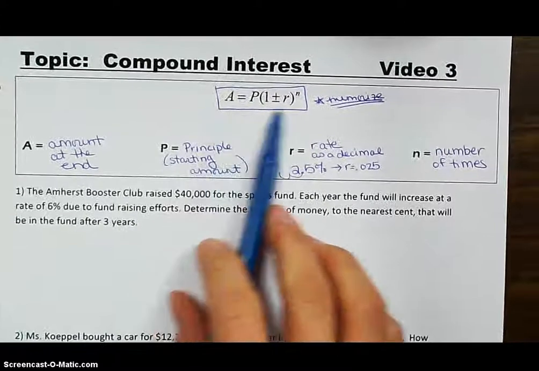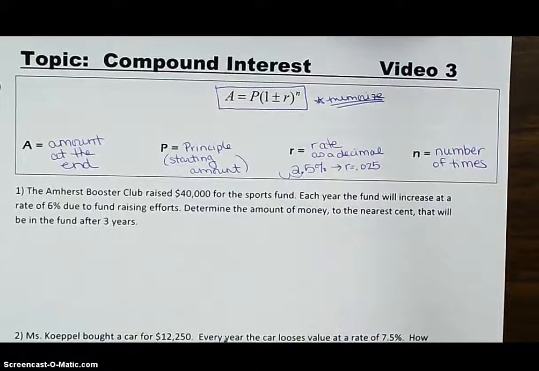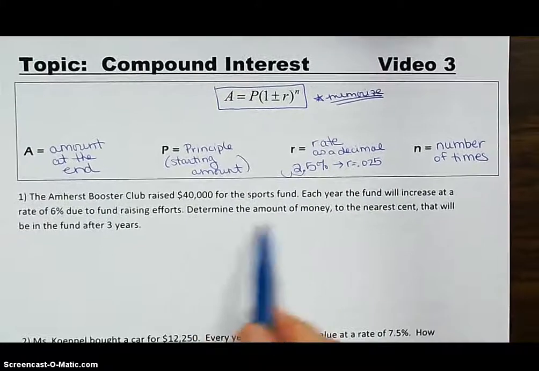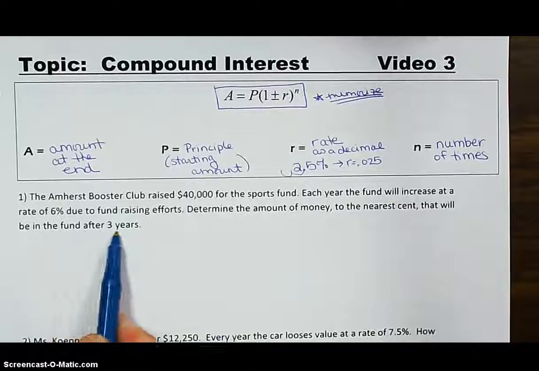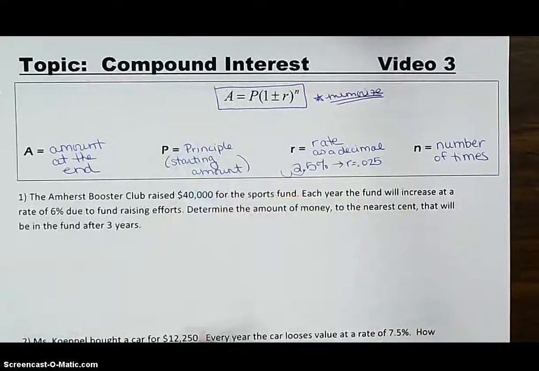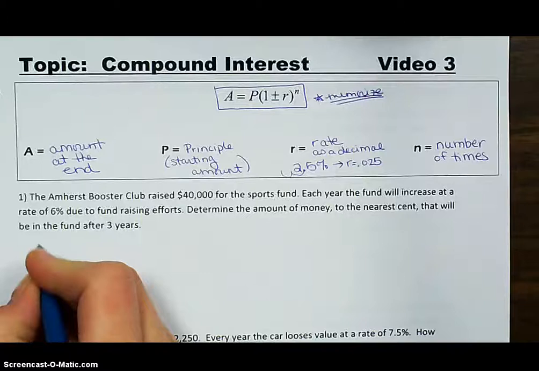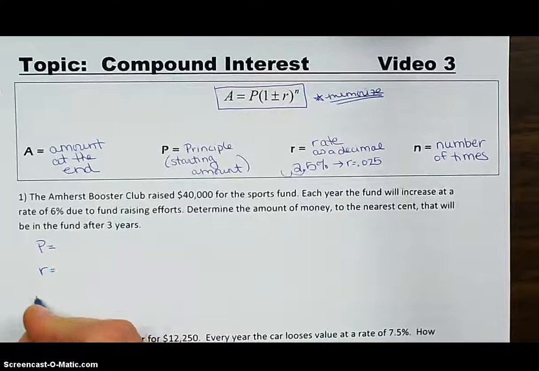We need to figure out what all of our values are. First ask yourself, what are we trying to solve? We're trying to find the amount of money to the nearest cent that will be in the fund after 3 years. So we're trying to find the A value, the amount at the end. Let's see if we can find everything else. Our P value, our R, and our N are the 3 things we need to find.